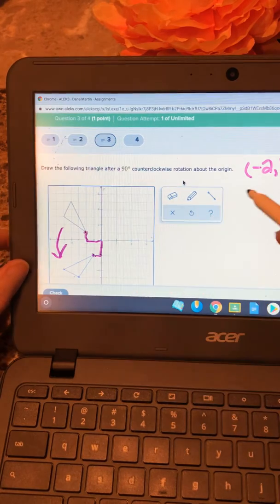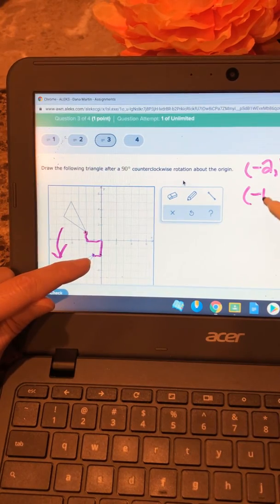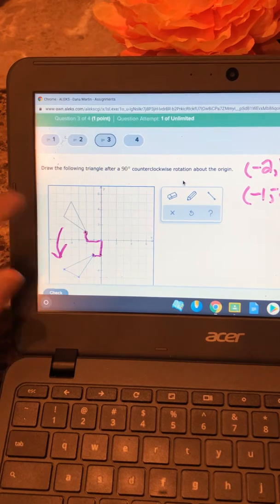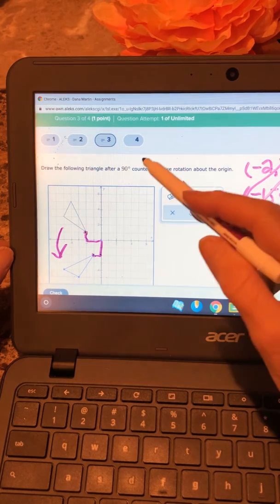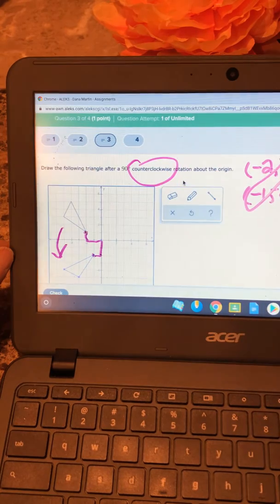And that ordered pair is -1, -2. So if you see, there's our X and Y. We flipped them here. The X stayed the same and the Y changed for counterclockwise. All right, the Y changed to its opposite.